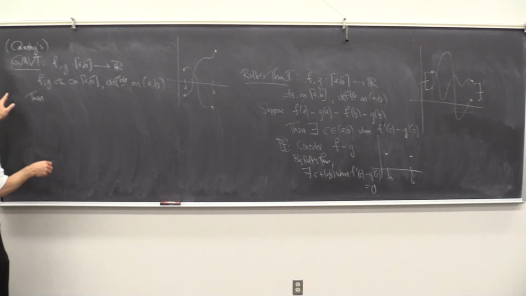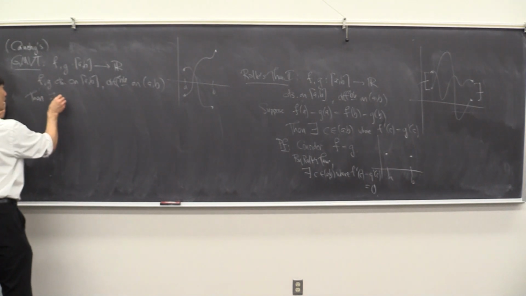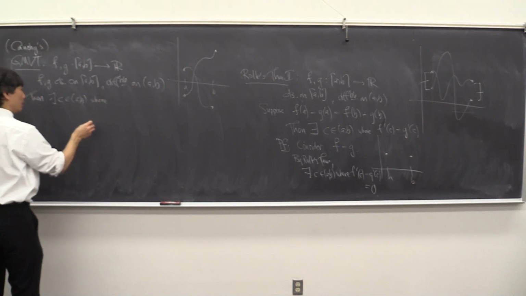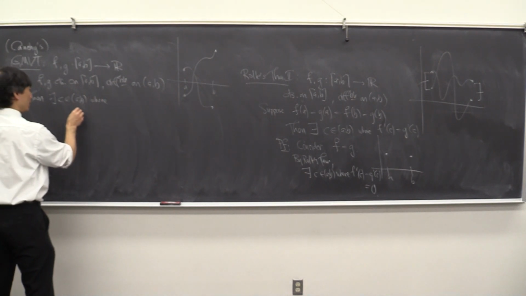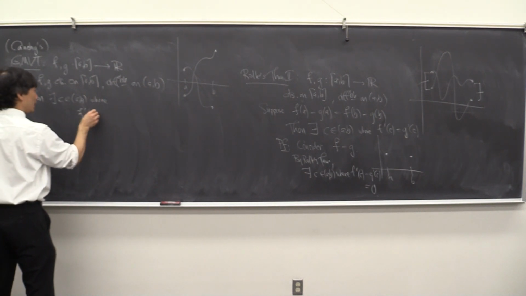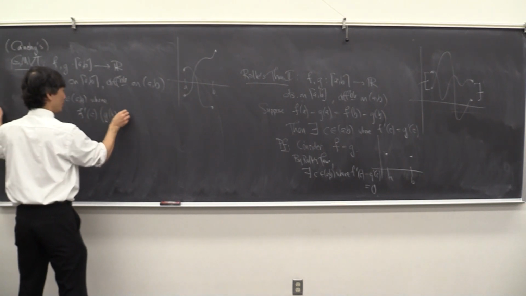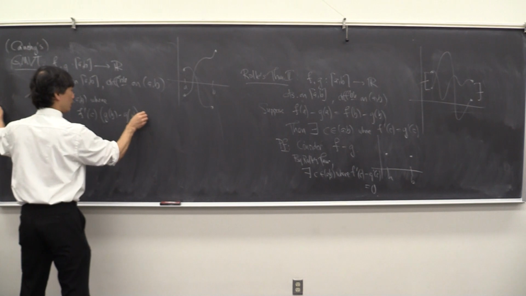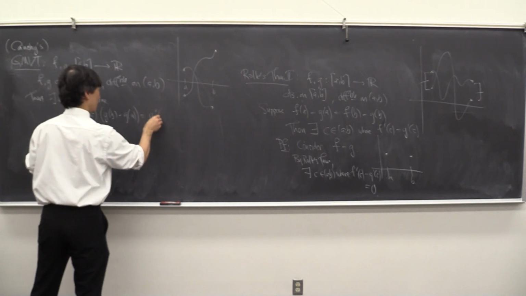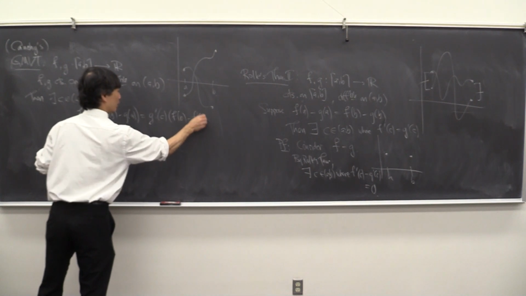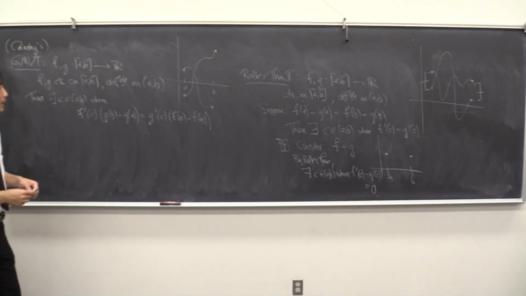In that case, there's going to be this magic point c where f prime of c times g of b minus g of a equals g prime of c times f of b minus f of a. So there's this kind of peculiar looking thing.